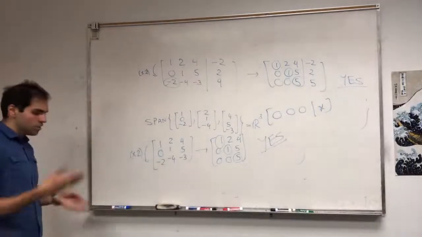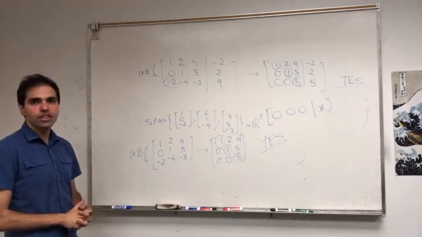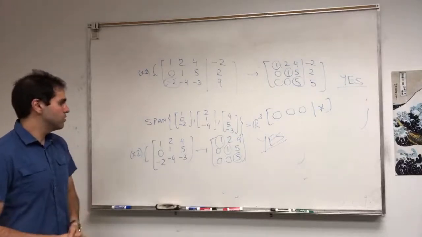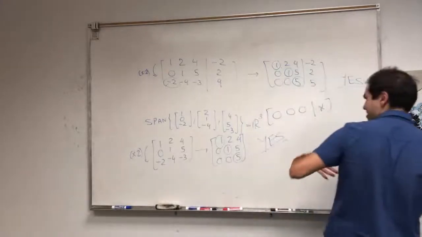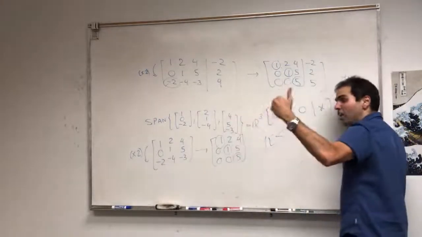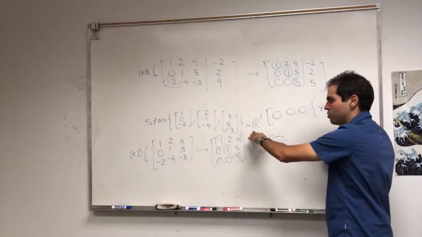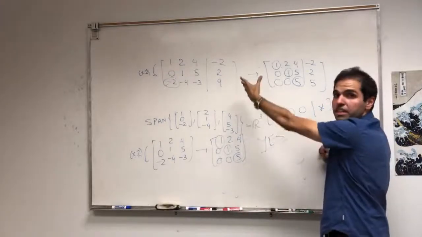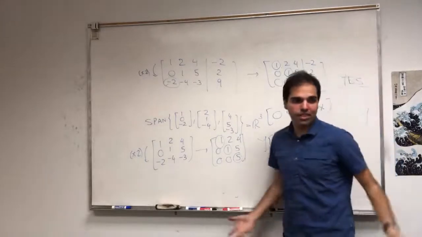So if you want, as a generalization, if there's a pivot in every row of your matrix, then the span is the whole space. But careful, if there's not a pivot in every row, sure, the span is not the whole space, but it could still be that for some specific vectors, that vector is in the linear combination.